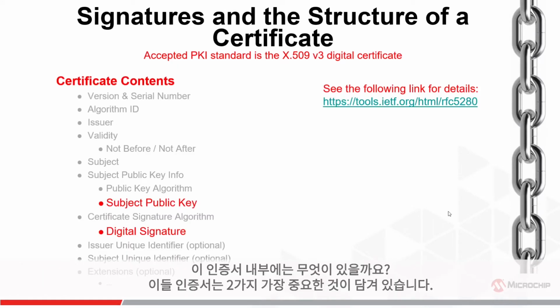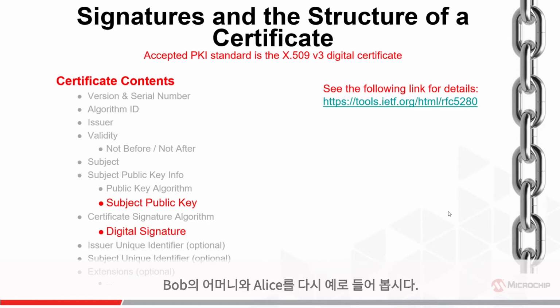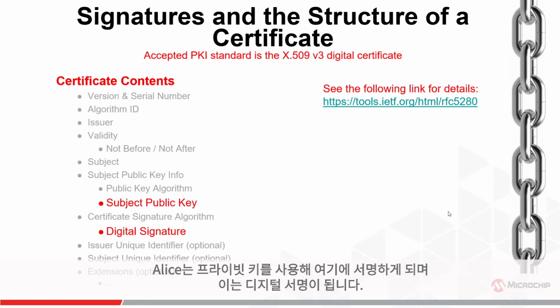What's inside of these certificates? The two most important things inside of the certificate are the subject public key and the digital signature. Using Bob's mom and Alice as an example, when Bob's mom gave Alice a certificate, what she did was she took Alice's public key. That would be the subject public key. And she signed it with her private key, and that would be that digital signature.